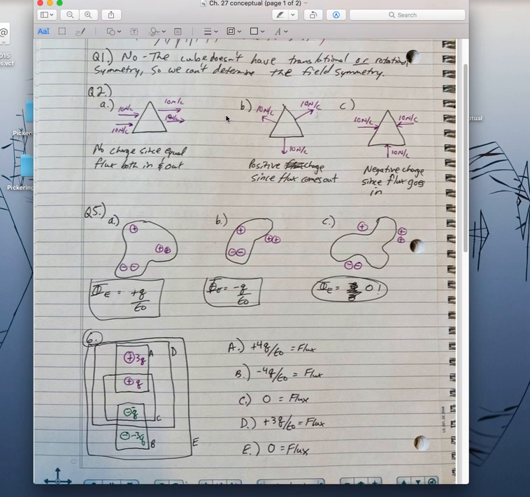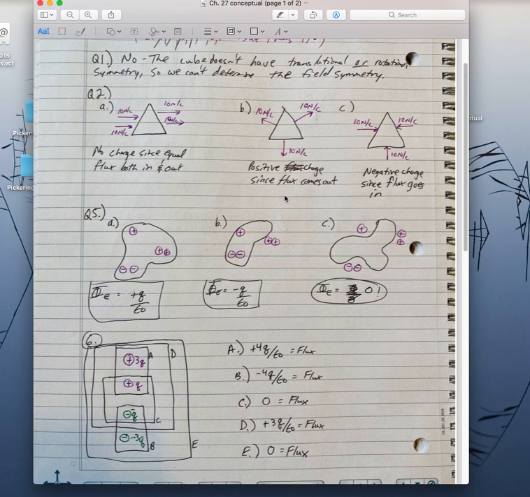For question 2 here, we've got our field lines pointing into this triangle and then out. Because the same number are going in and they're all 10 newtons per coulomb as they're going out, there's no net flux and there's no charge enclosed. Here we have 3 arrows pointing out from the area, so therefore there's got to be a positive charge enclosed since the net flux comes out, and here there's got to be a negative charge enclosed.